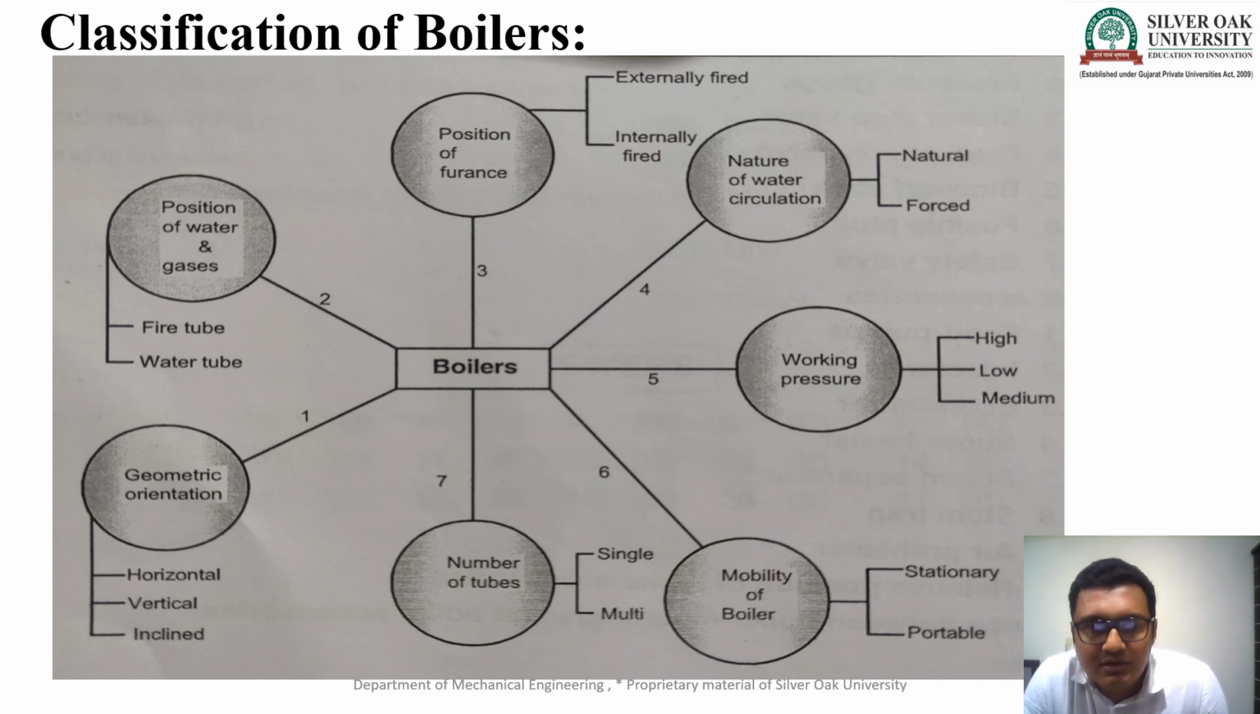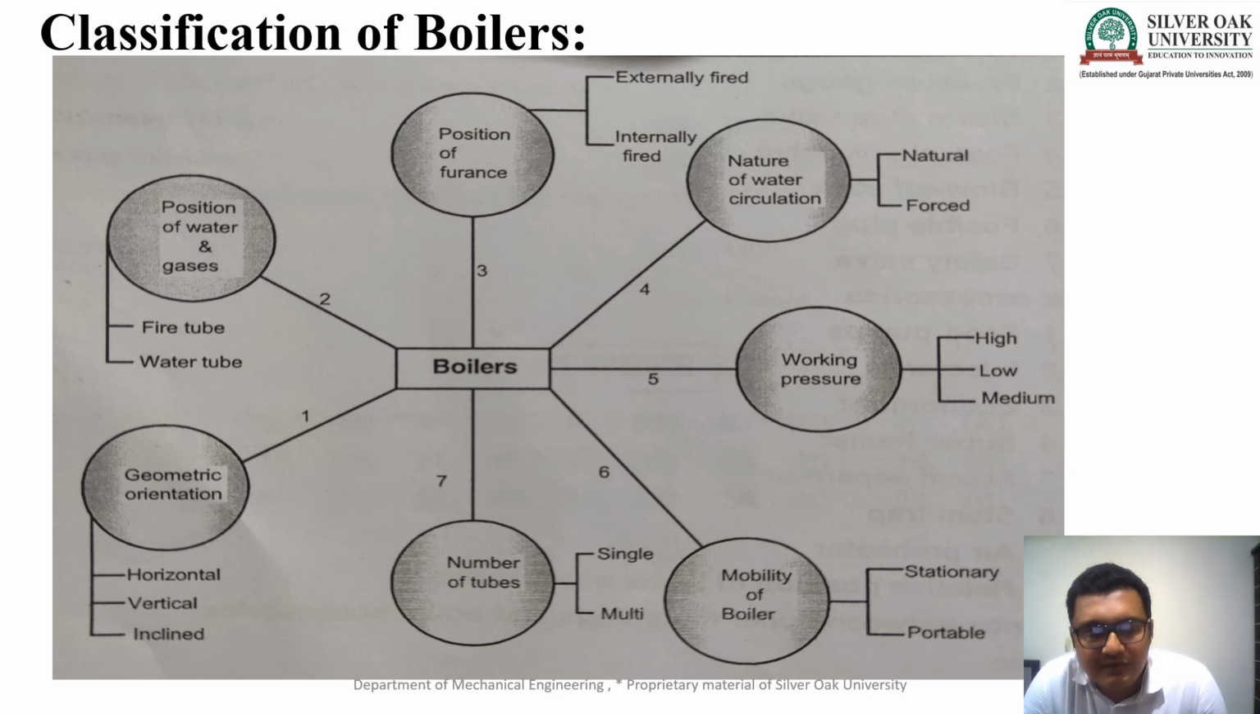Now we move to the fourth type, according to the nature of water circulation. Water circulation is the most important term in the boiler because we convert water into steam. According to the nature of water circulation, we have 2 types: the natural circulation boiler and the forced circulation boiler. In a forced circulation boiler, we use a pump. A natural circulation boiler uses gravitational force, so the water gets transferred from one place to another.